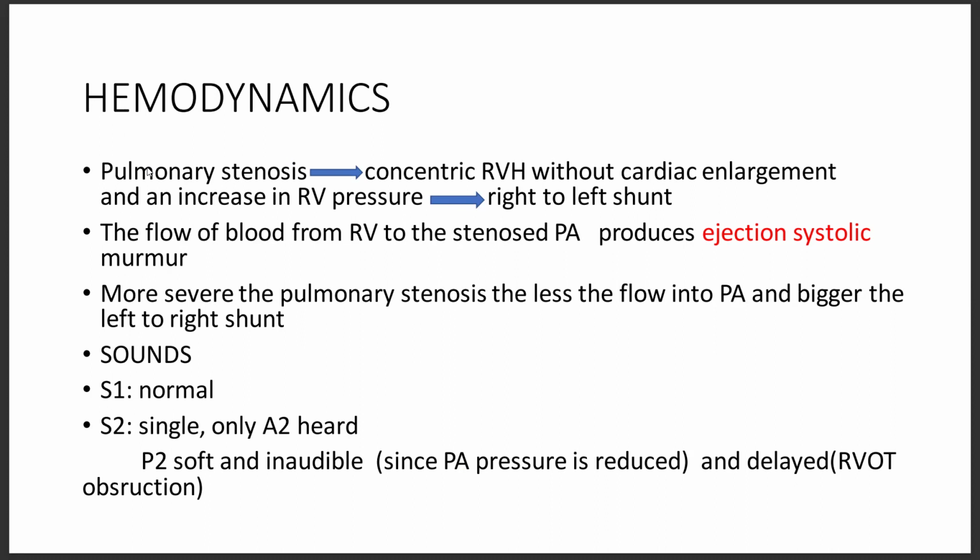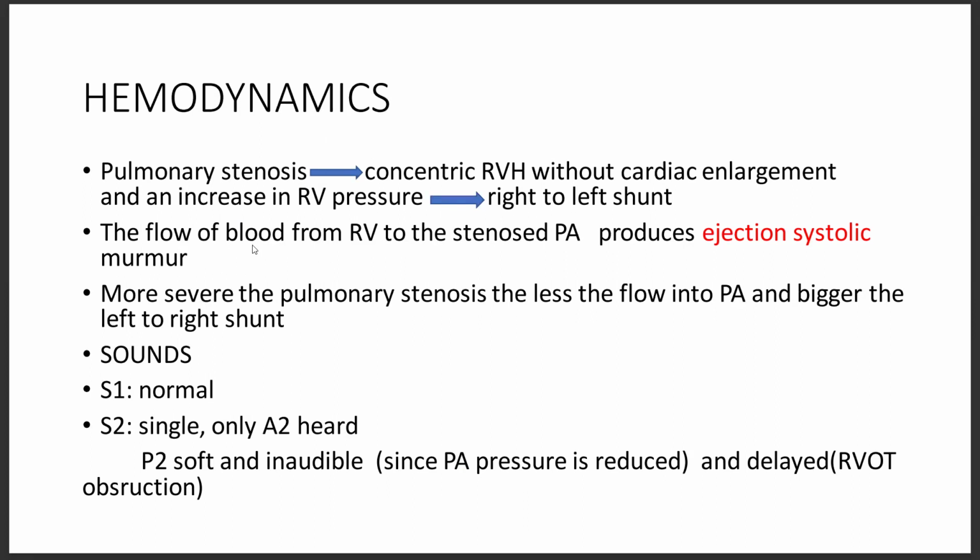tetralogy of Fallot. Because of pulmonary stenosis, right ventricular hypertrophy occurs and right ventricular pressure increases. So there will be shifting of the shunt from the right ventricle to the left ventricle, that results in the mixing of the deoxygenated and oxygenated blood, which results in the production of cyanosis. So it is a cyanotic congenital heart disease. And also, because of the flow of blood from the right ventricle into the stenosed pulmonary artery, an ejection systolic murmur is produced.